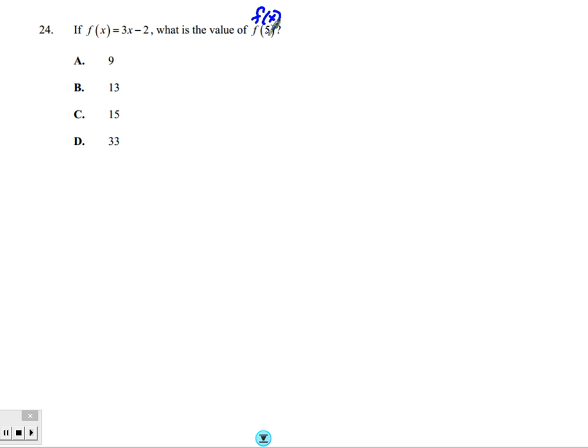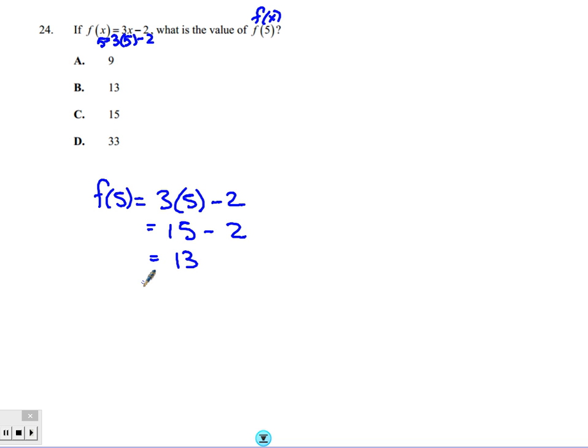That helps me see x is 5. So everywhere I see an x in here, I'm going to put a 5. So this says 3 times 5 minus 2. Let me write this out better. f of 5, 3 times 5 minus 2. 3 times 5, 15, minus 2 would be 13. So f of 5 is 13. And I check my answers, and yep, it's there.